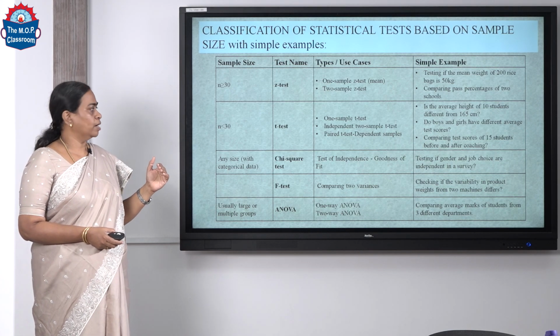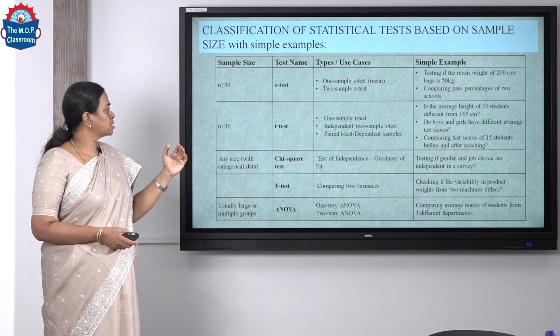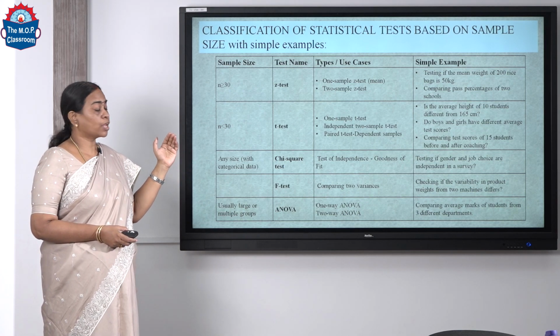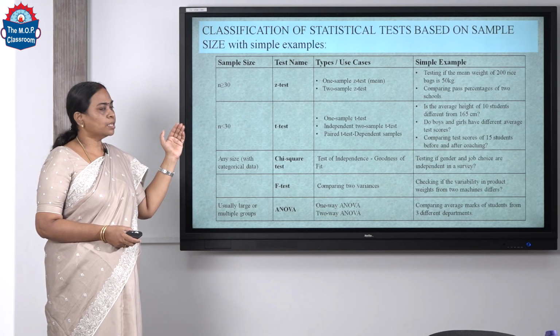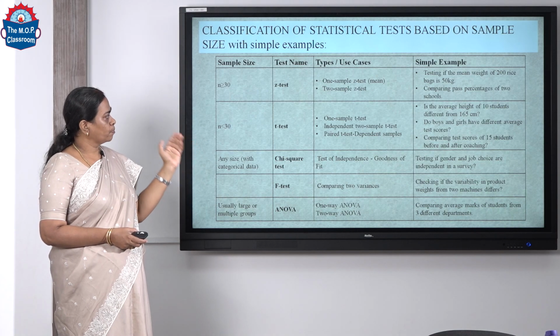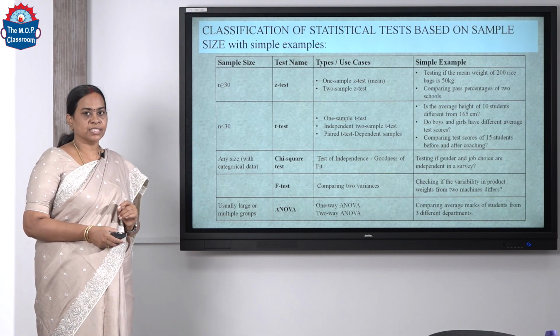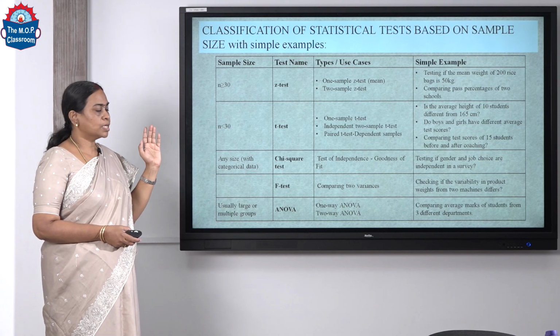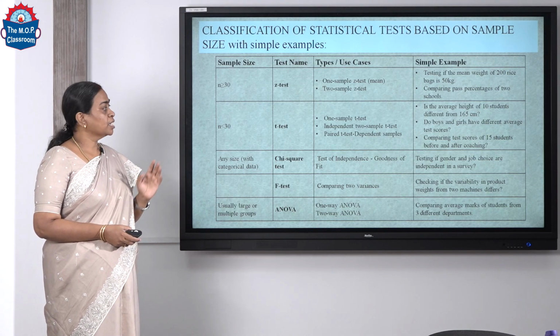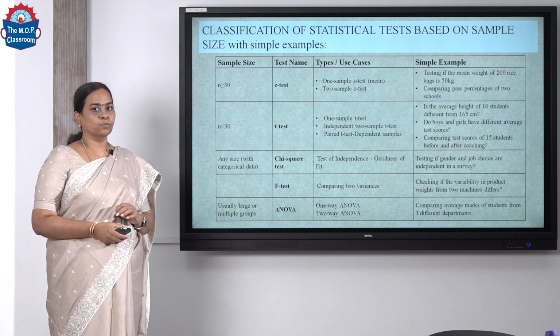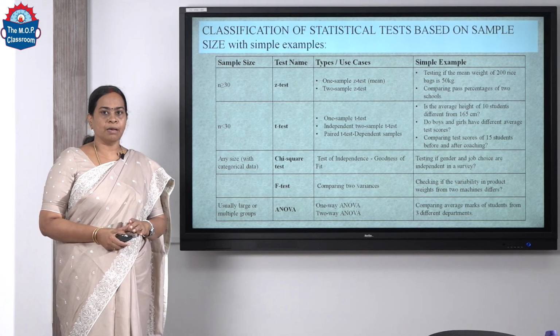What are the types you have? One sample z test, two sample z test. We can call it a single mean, or difference of means also. Simple example: testing if the mean weight of 200 rice bags is 50 kilogram, that is for the one sample z test. Comparing pass percentage of two schools, this is for the two sample z test.